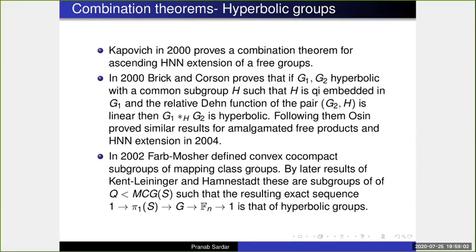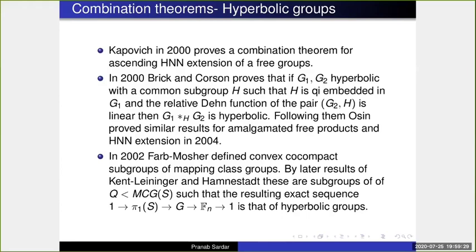Farb and Mosher defined a convex cocompact subgroup of the mapping class group. They were asking about this example of Mosher, the surface-by-free group. They were asking which groups are allowed in the quotient so that I get a hyperbolic group. They proved that if this is the case, then the quotient Q should have a QI embedded orbit in the Teichmuller space.